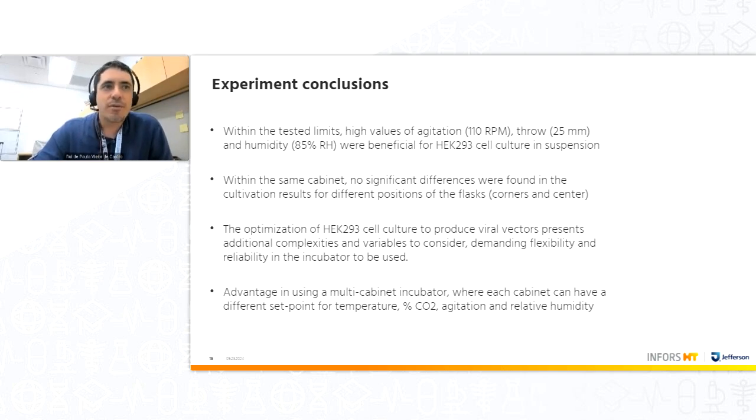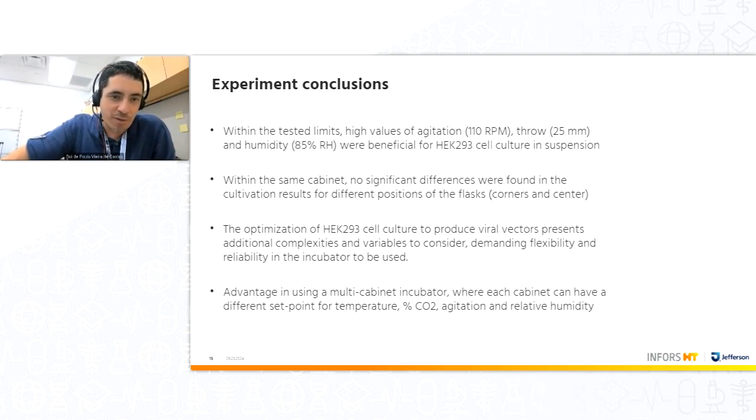All right, so what can we say as conclusions? Within the tested limits, high values of agitation, 110 RPM, flow 25 millimeters, and humidity 85% relative humidity were beneficial for HEK293 cell culture in suspension with the cell line we're using, of course.